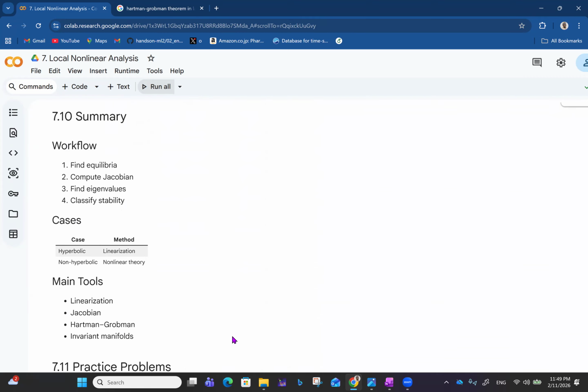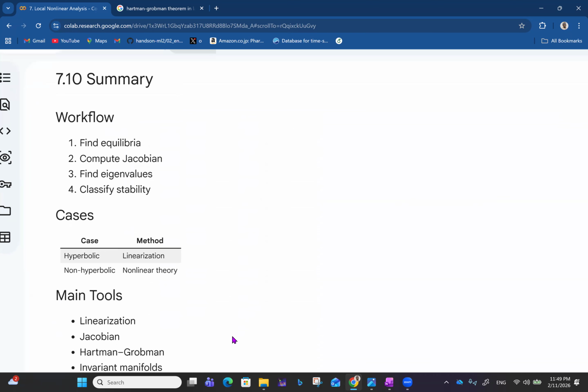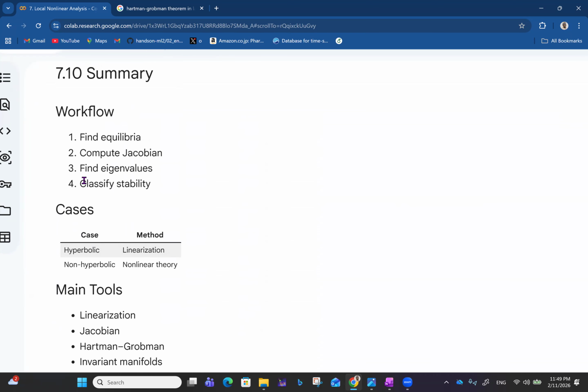Okay. In summary, we have all this. For the workflow, we find the equilibria, we compute the Jacobian, we find the eigenvalues and we classify stability. So whenever you have a system, you find the equilibria, then you linearize and evaluate the equilibria in the Jacobian, find the eigenvalues from there and classify stability. So we have cases like hyperbolic. For hyperbolic, we can use linearization to get the stability. And for non-hyperbolic, we can use nonlinear theory like manifolds and all that.